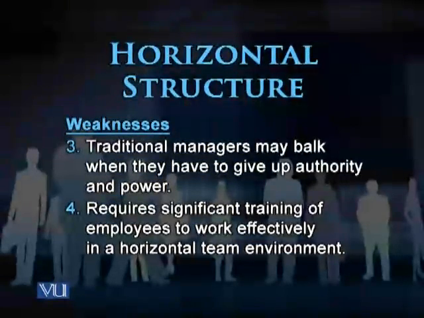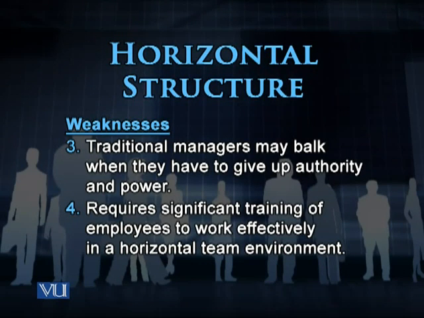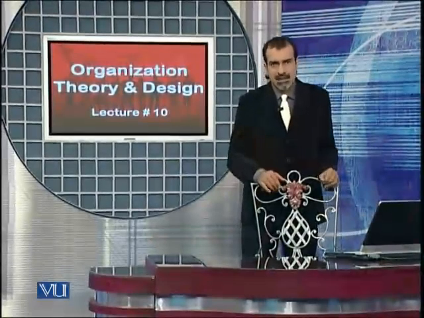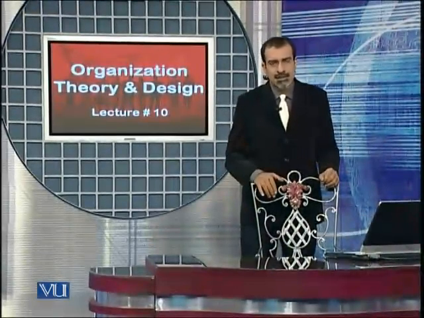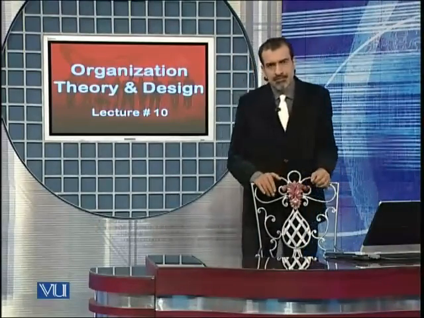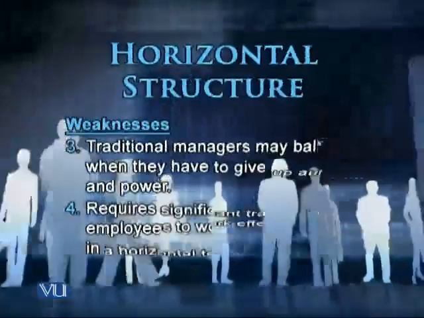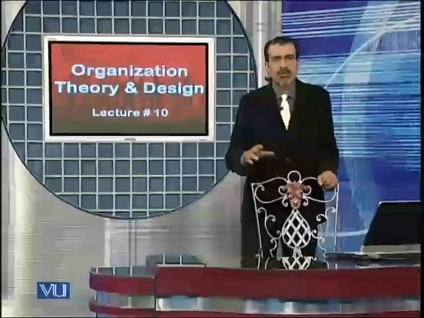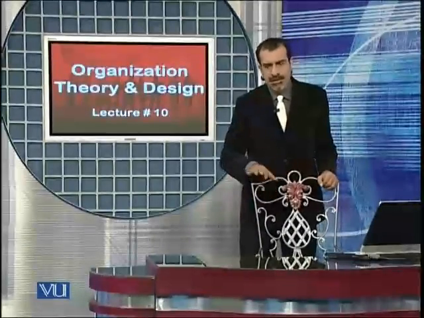Another weakness which is attributed to horizontal structure is that it requires significant training of employees to work effectively in a horizontal team environment, because not all people have team working skills. It is easy to say that we will make a team and then we will work. But again, people have a group or departmental mentality rather than a team mentality. Because in a departmental mentality, you can hide behind others. If the department fails to attain its objectives or its goals, then of the 12 people in that department, 3 or 4 will probably be held responsible, and the rest can hide behind them.